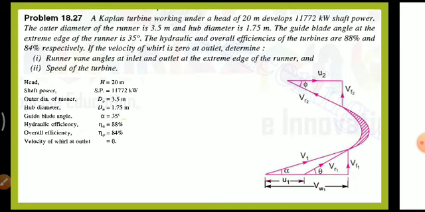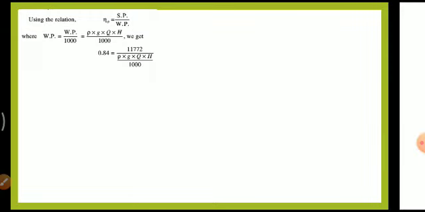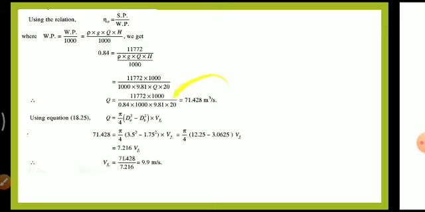Overall efficiency is equal to shaft power by water power. Shaft power is given. The equation for water power is rho g Q H, and H is given. We can calculate the value of Q. So we'll use the equation of overall efficiency, shaft power by water power. From there we can calculate the value of Q. Q can be written as 7.4280 meter cube per second. And from the Q we can calculate the value of Vf1.